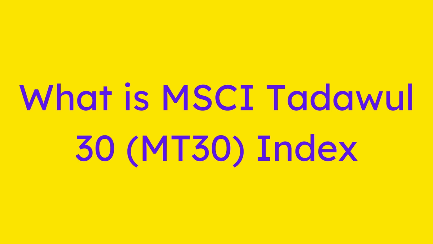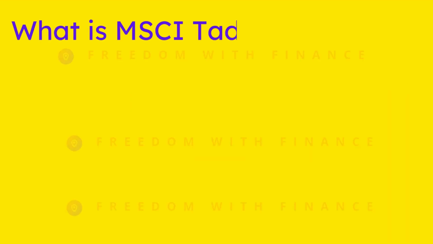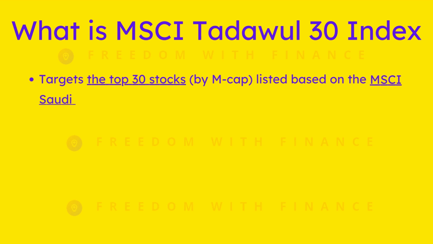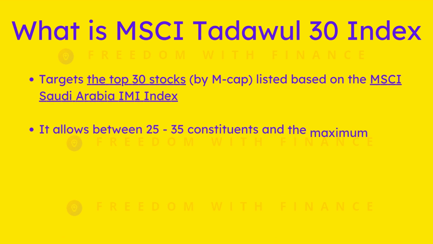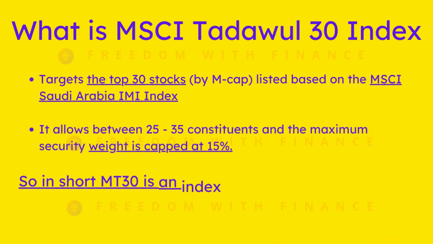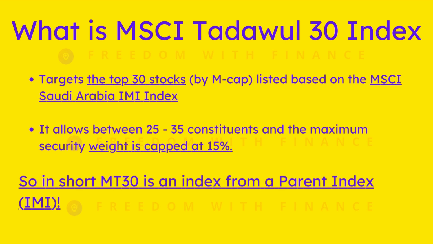So what is MSCI Tadawul 30 or the MT30 index? It's based on a broader index, which is the MSCI Saudi Arabia IMI index. It targets the top 30 from that based on market capitalization. It ranges between 25 to 35 stocks at a given point in time, and the maximum weightage to an individual stock in it is capped at 15%. So in short, MT30 is derived from a parent index, IMI.